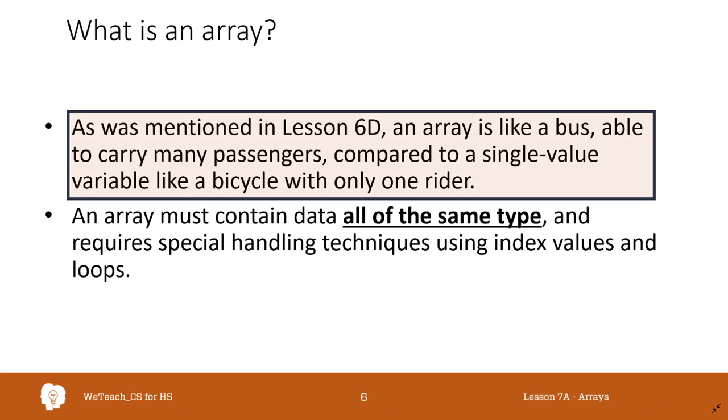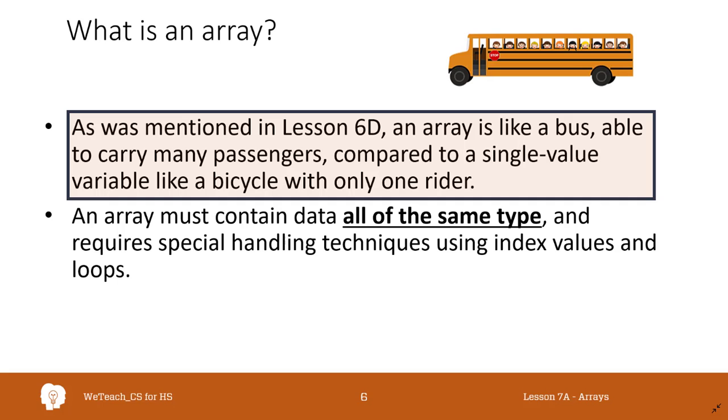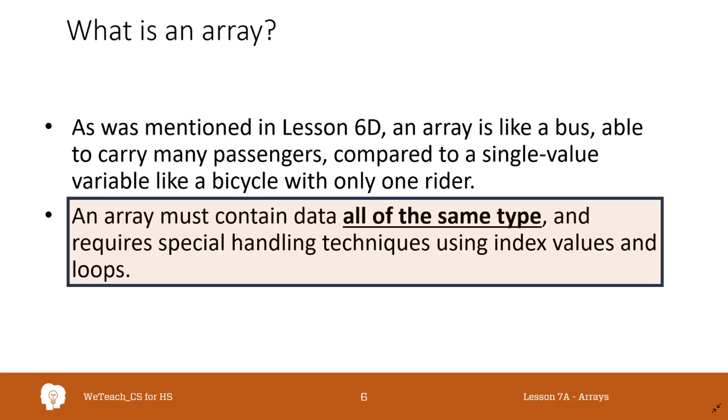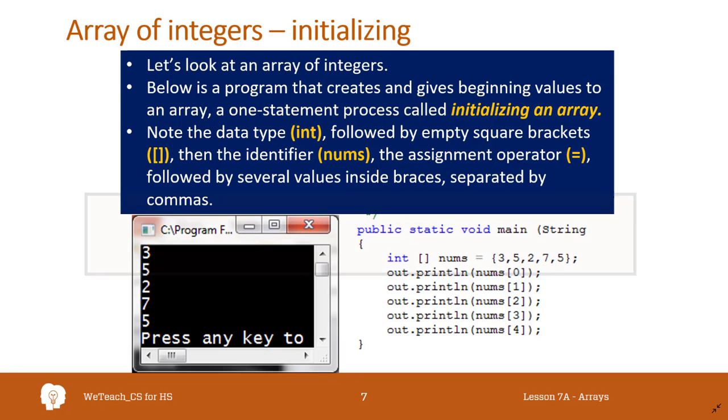As was mentioned in Lesson 6D, an array is like a bus, able to carry many passengers, compared to a single-value variable, like a bicycle with only one rider. An array must contain data all of the same type, and requires special handling techniques using index values and loops. Let's look at an array of integers.